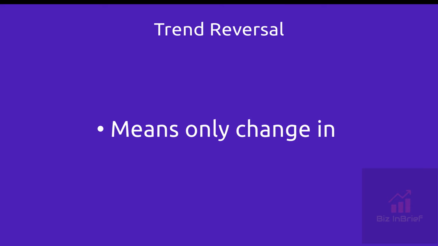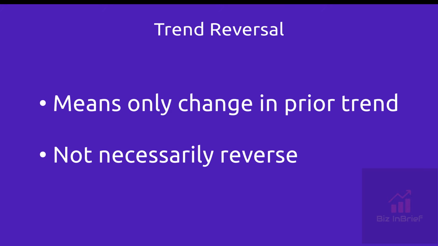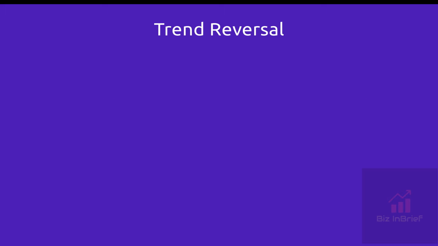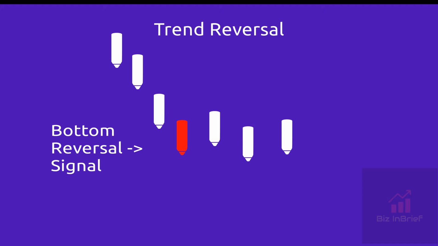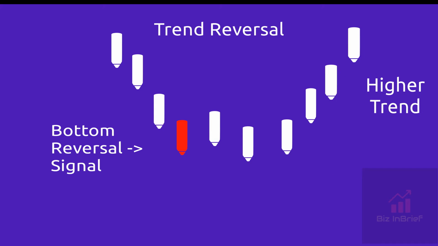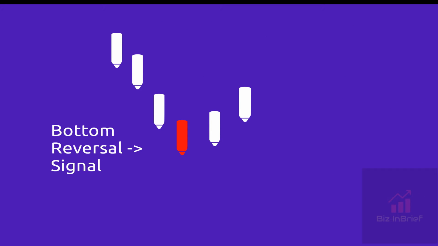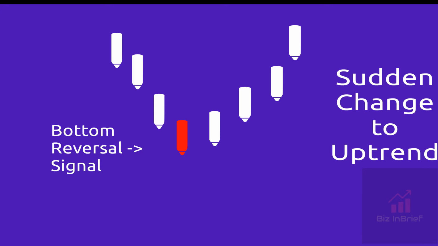One should keep in mind that a trend reversal means only a change in the prior trend, but not necessarily that it should reverse. For example, after a bottom reversal signal, the prior trend can convert into a sideways trend and then a new trend can start. It may be lower or higher. Sometimes the downtrend can abruptly change into an uptrend after the reversal signal.